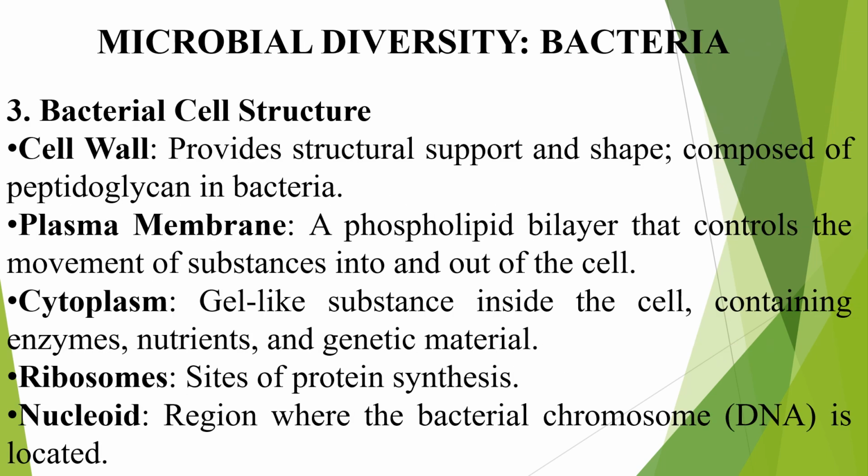3. Bacterial cell structure. 1. Cell wall. Provides structural support and shape. Composed of peptidoglycan. Plasma membrane. A phospholipid bilayer that controls the movement of substances into and out of the cell. Cytoplasm. Gel-like substance inside the cell containing enzymes, nutrients and genetic material. Ribosomes. Site of protein synthesis. Nucleoid. Region where the bacterial chromosome DNA is located.